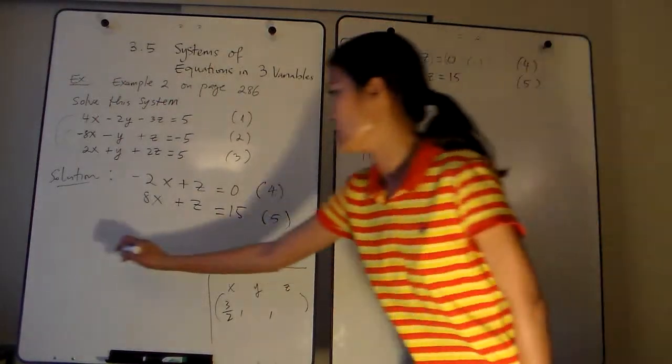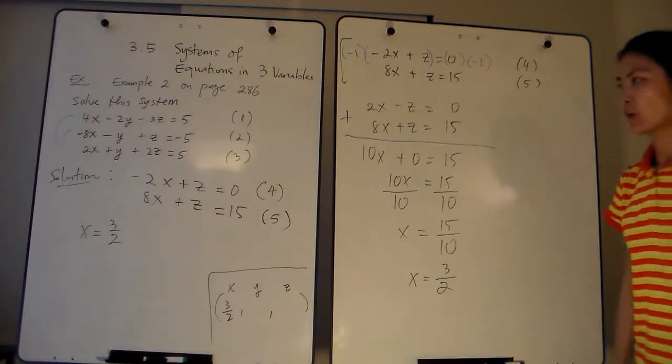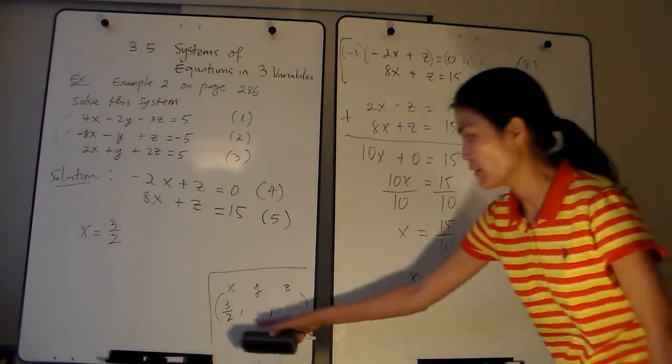Okay, let me copy what we got right here to make space. So x is 3/2. We need to solve for y and z.